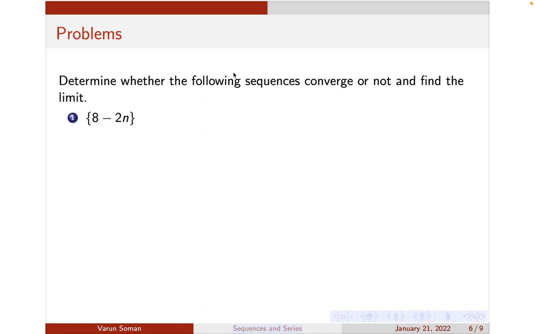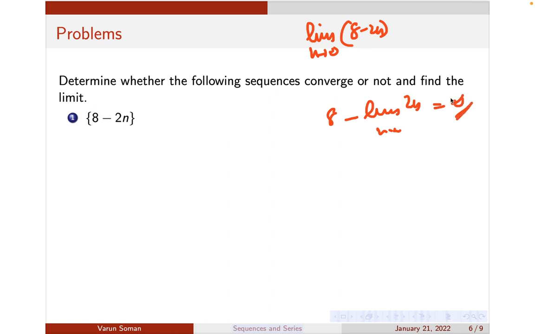So what is the limit of this one? The sequence 8 minus 2n. We have to check whether this is convergent or not. So it will be limit n tends to infinity 8 minus 2n, which is actually 8 minus limit n tends to infinity 2n. Now this goes to infinity, so this is actually equal to minus infinity. It is divergent. You are not getting a finite value. So this is actually a divergent sequence.